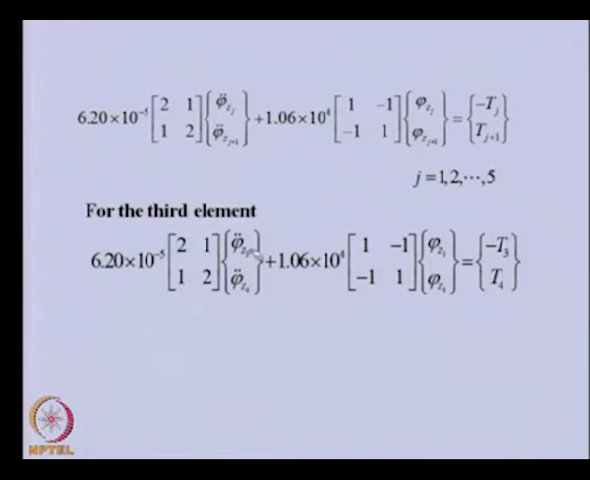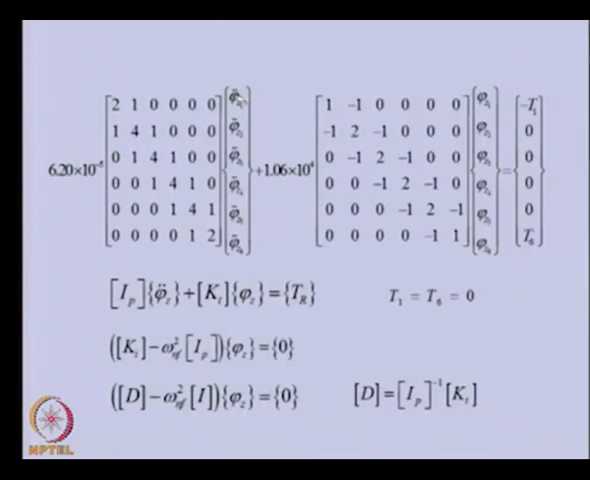Let us say for the third element, this particular element will take phi z3 and phi z4, and here we will have torques 3 and 4. These are the reaction torques. We are considering free vibration, so there is no external torque. These 5 elemental equations we can combine, and this is the assembled equation.